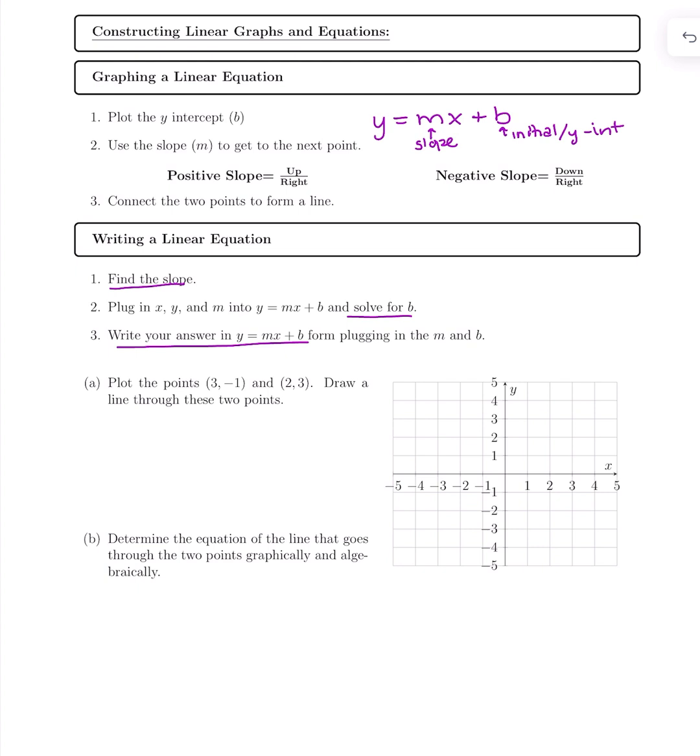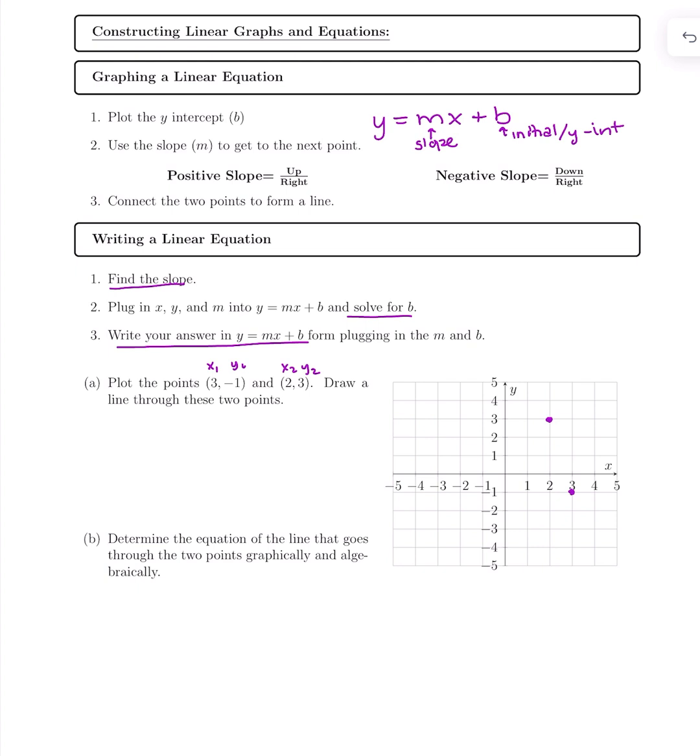So we could plot the points x1, y1 being 3, -1, and x2, y2 being 2, 3. So if we have these 2 points, we could find the slope between them.